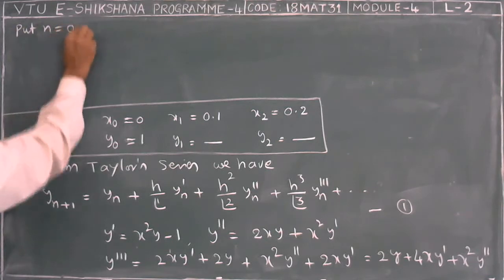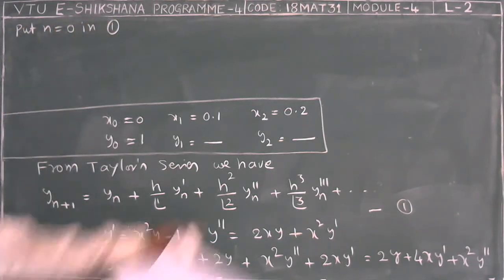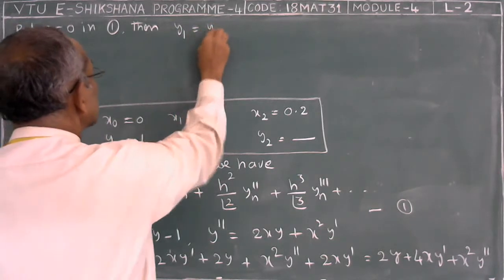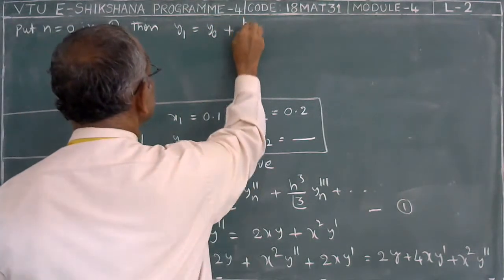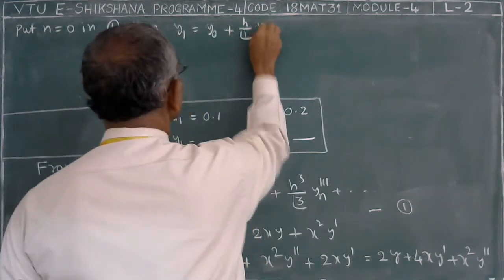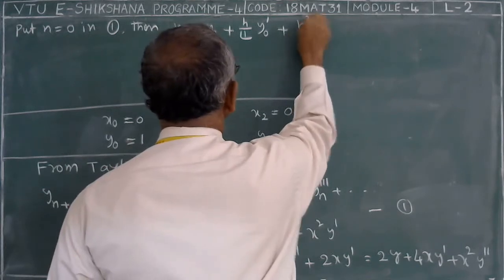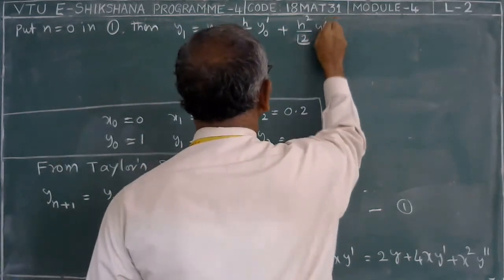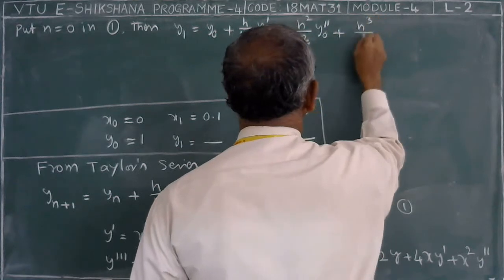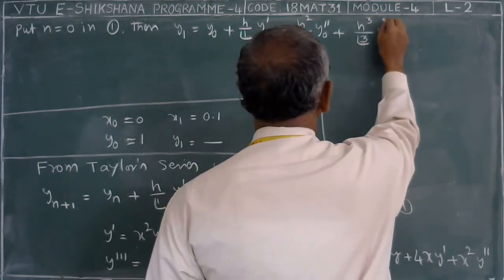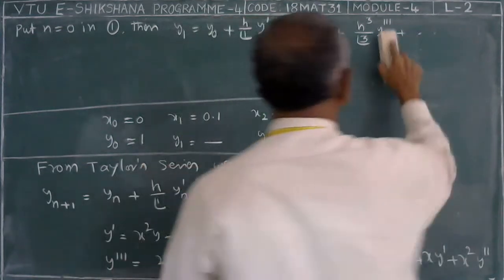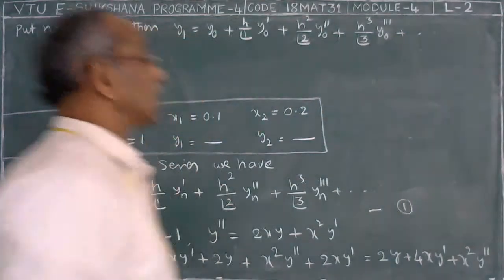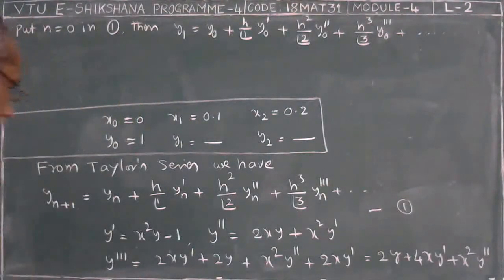Put n is equal to 0 in the derivation in this equation. Then y1 is equal to y0 plus h divided by factorial 1 into y0 dash plus h squared divided by factorial 2 y0 double dash plus h cube divided by factorial 3 y0 triple dash and so on.